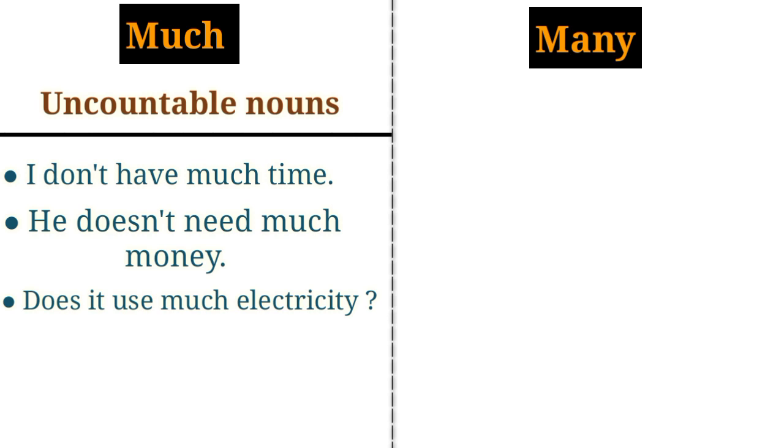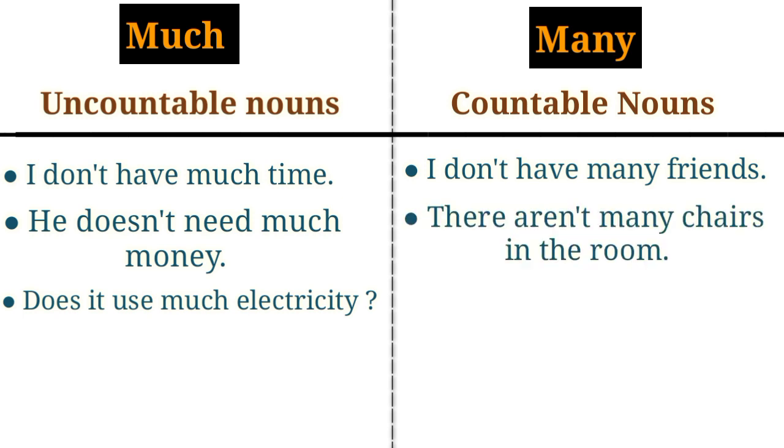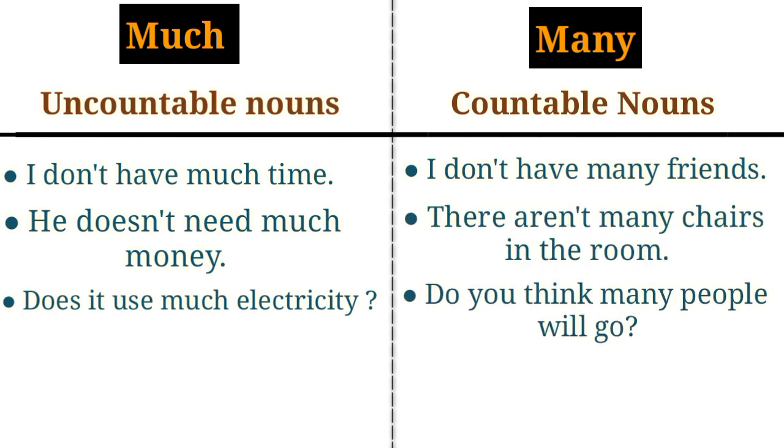And many is used with countable nouns. For example, I don't have many friends. There aren't many chairs in the room. Do you think many people will go? Here, chairs, friends, and people are countable nouns. So we use many before them.